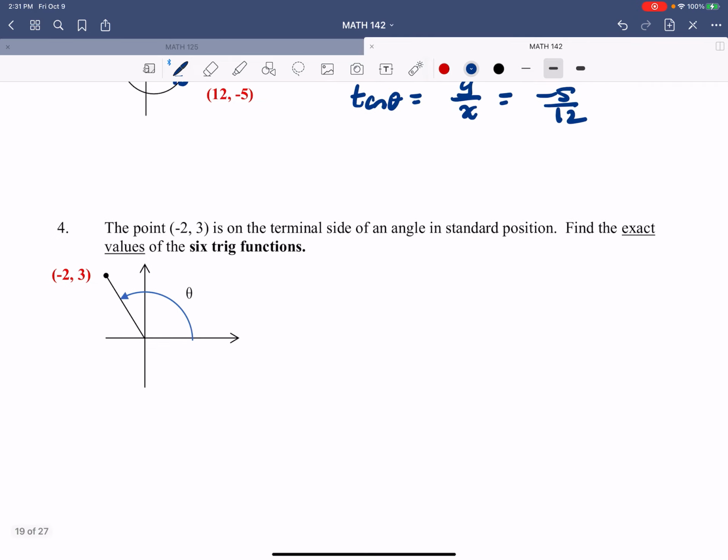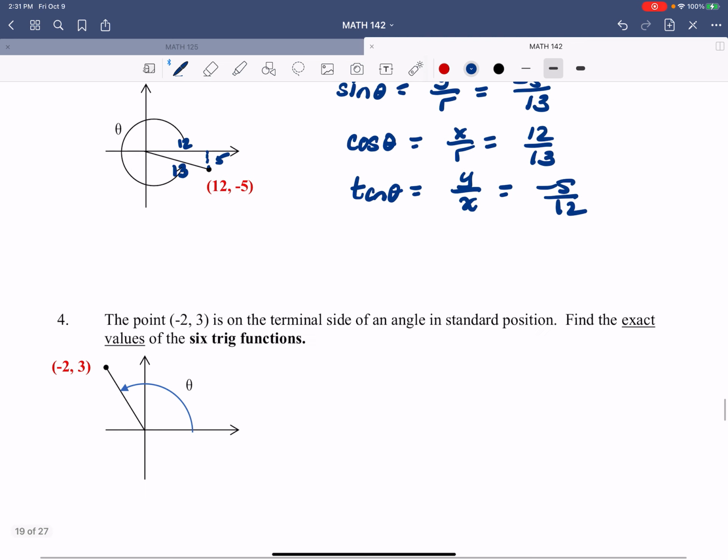No sweat. Let's say we're in the 2nd quadrant. So we have the point -2, 3. And I want to find all 6 of the trig functions. Well, again, I know that sine of theta is y over r. So here again, I need to know what r is. And by Pythagorean theorem, I'm just going to do this quickly. That side is the square root of 13. So y is 3 and r is root 13, and I'm going to leave it that way.